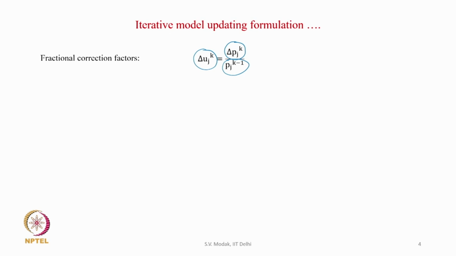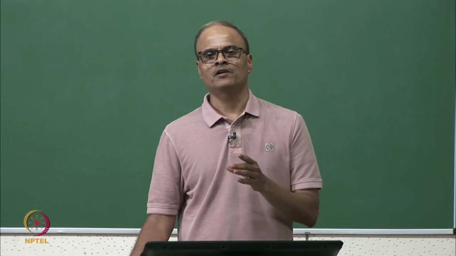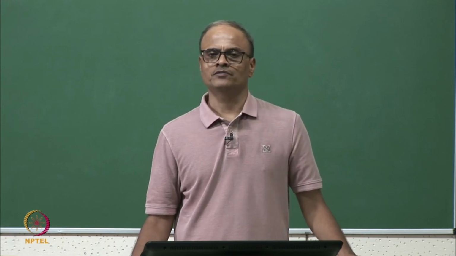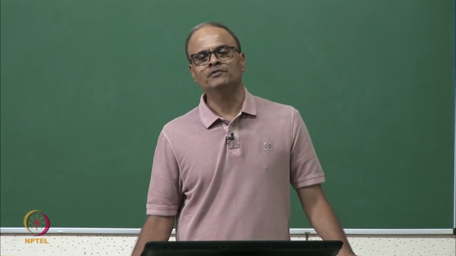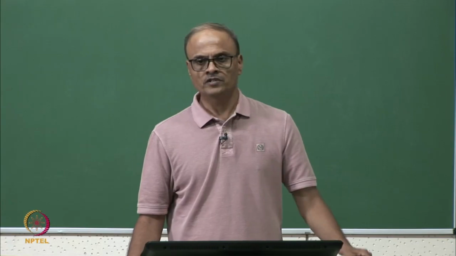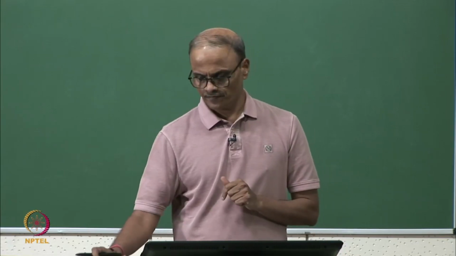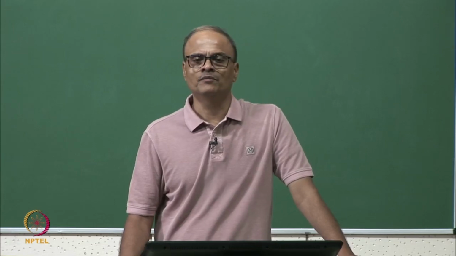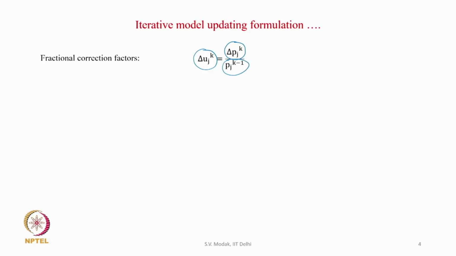The fractional correction factor conveys the change in the updating parameter in terms of a fraction. For example, if the value of delta u j k is say 0.1, it says that there is a 10% change of the updating parameter from its present value. So, the fractional changes in different parameters, irrespective of their absolute values, become easily comparable. This helps to improve the condition of the coefficient matrix. Another observation is that the eigenvalue error is generally much larger in magnitude as compared to the eigenvector error. Therefore, the eigenvalue equation is divided by the corresponding eigenvalue.